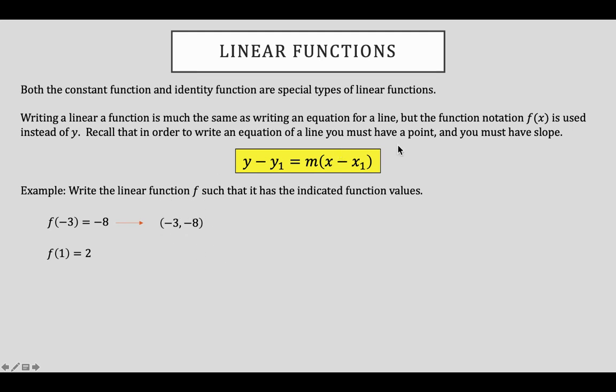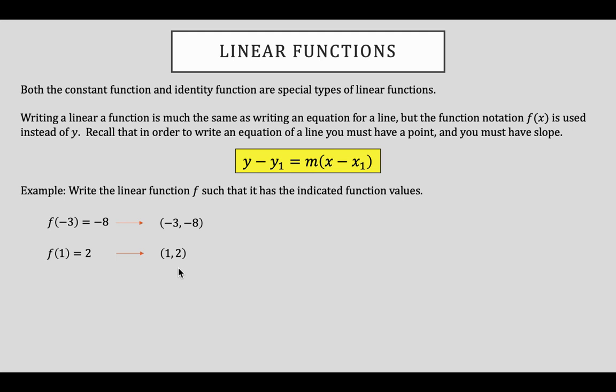Remember, if you're writing an equation of a line, you have to have a point and you have to have a slope. Well, what is this piece of information telling me? Again, the function notation is f of x. What are we replacing x with? 1. This tells me that when I plug in 1 for x, I'm going to get out 2 for y, leaving me with the ordered pair (1, 2).